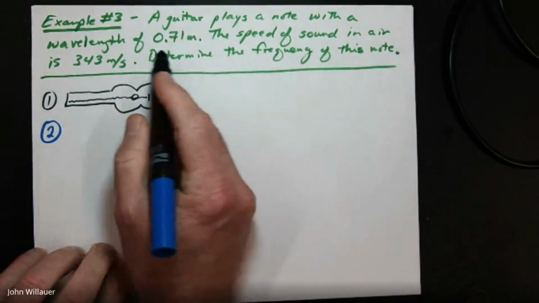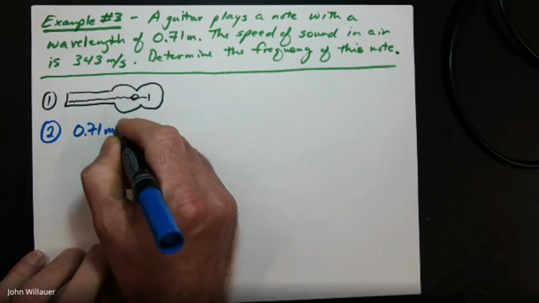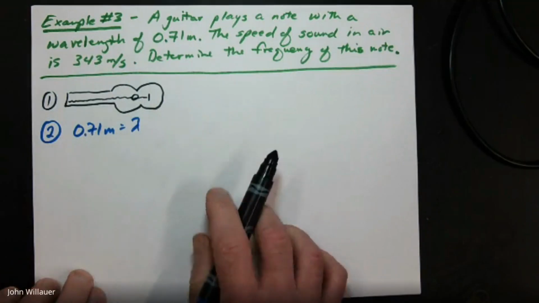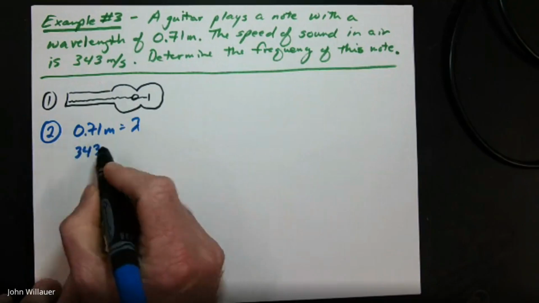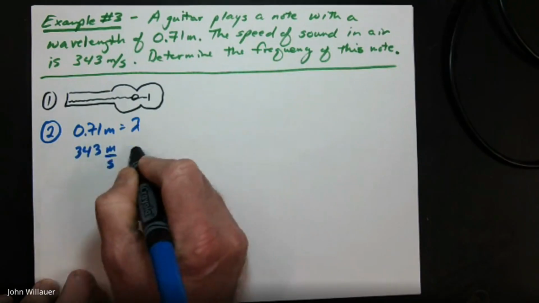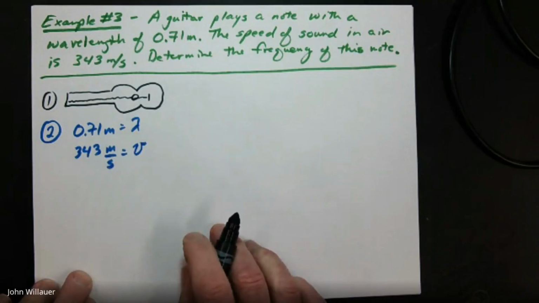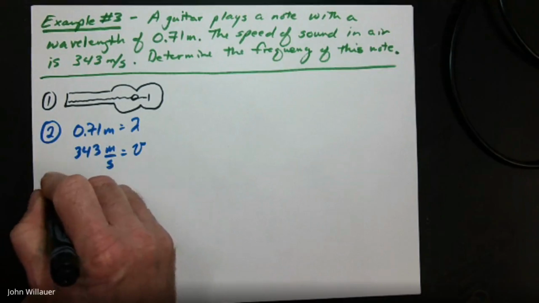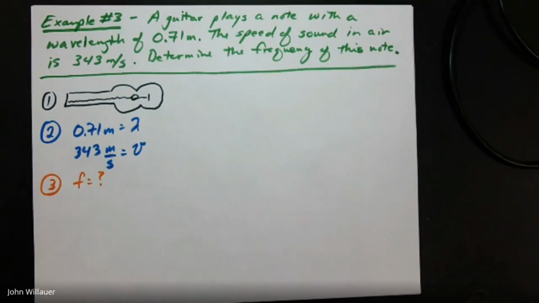So now let's look at our givens. What are we given here? We're given 0.71 meters. We're told it's the wavelength, and those are the units we're looking at. We're told the speed of sound in air, 343 meters per second, and that's the speed of the sound in the air, so we'll write that down. Then our next thing is what are we looking for in this problem, and we're looking for frequency. So we've got that set up.